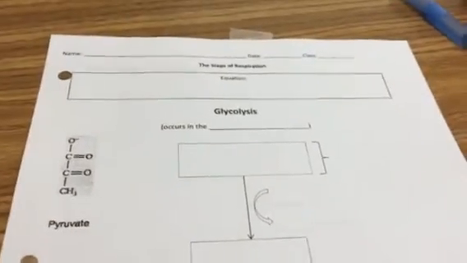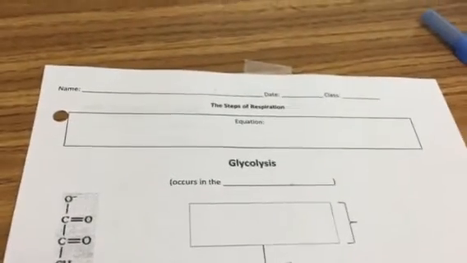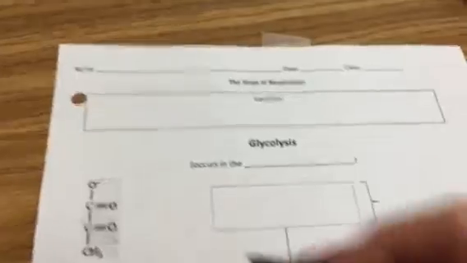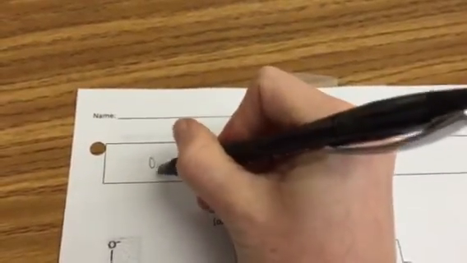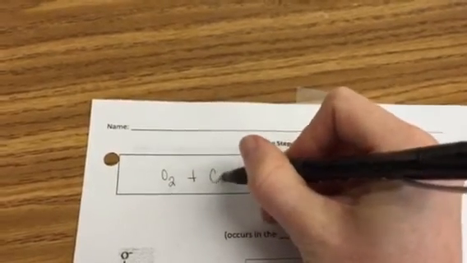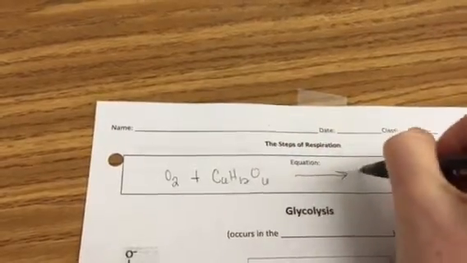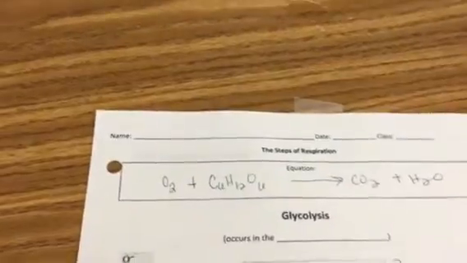Okay, so here are the steps for respiration. The idea here is for us to break down sugar and form ATP. So we're going to first write our equation. We have oxygen and glucose yielding CO2 and water, and of course ATP is made.